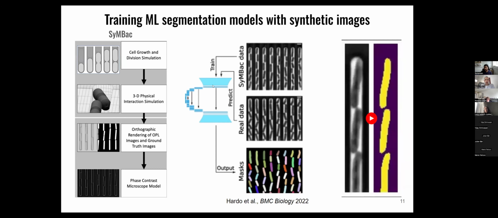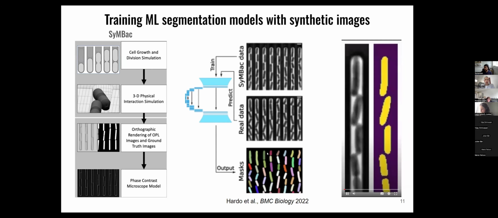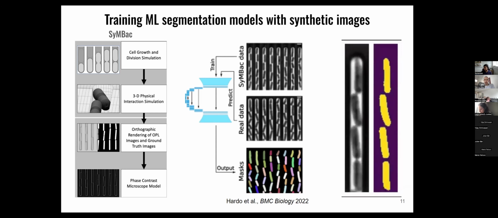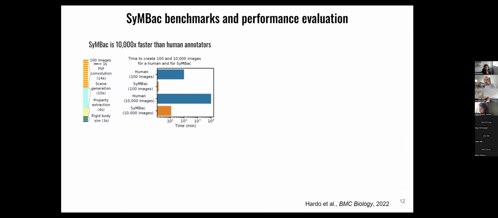And the model learns the object-to-image relationship. And it can now see real data and produce very accurate masks. And it works really reliably. So on the right hand, this is the performance on real experimental data, and you can see that it produces really accurate masks from this data.